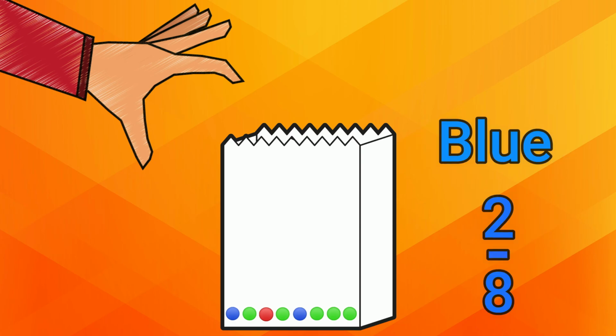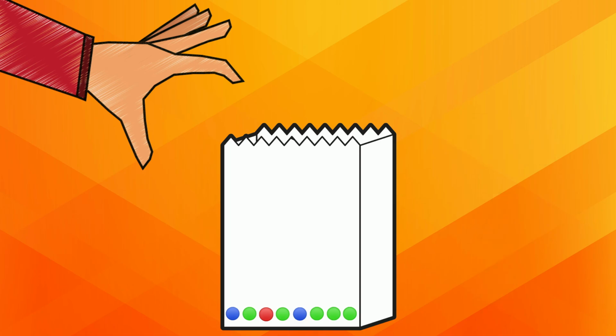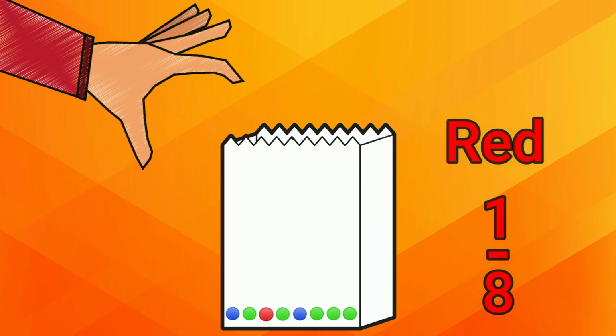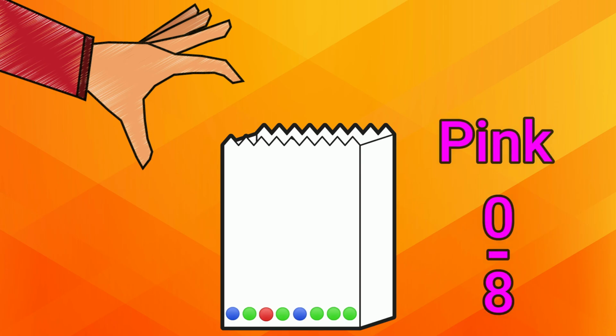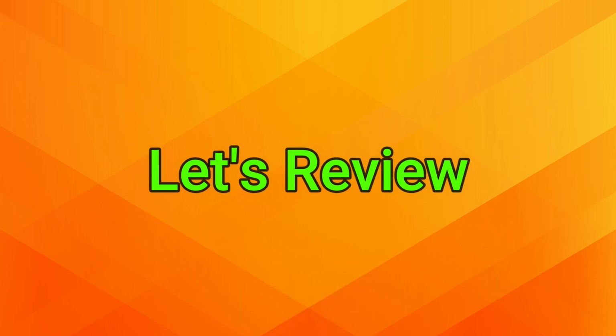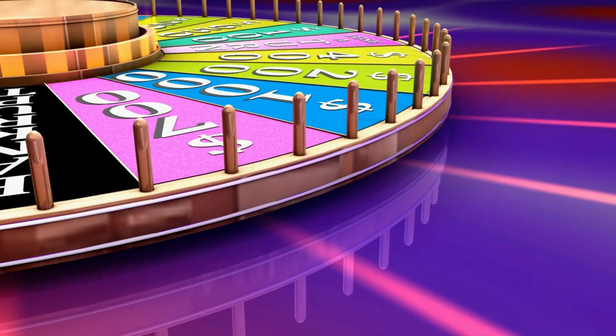2 out of 8 would be the probability of selecting a blue one, and if there's only one red one, the probability of picking a red gumball would be 1 out of 8. The probability of selecting a pink gumball would be 0 out of 8 because there are no pink gumballs in the bag.